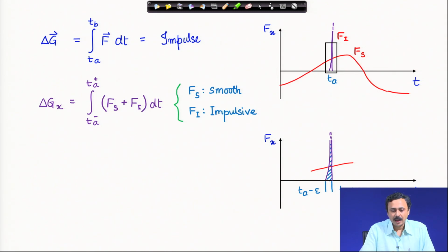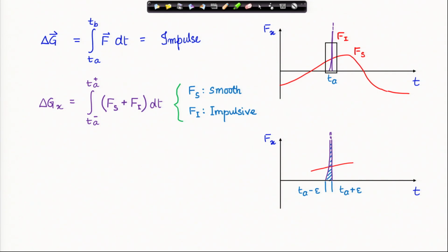For example, here I have written this relation when 2 kinds of forces are acting: smooth forces F s and impulsive forces F I. The smooth force is shown by this red curve, whereas the impulsive force is shown by the purple curve. As you can see, the impulsive force acts for a very, very short time at a location. Suppose it acts at T A. Then I can imagine that this impulsive force exists during the time interval T A minus epsilon to T A plus epsilon. Epsilon is a very small quantity. Of course, limit does not mean it goes to 0, but it tends to 0.